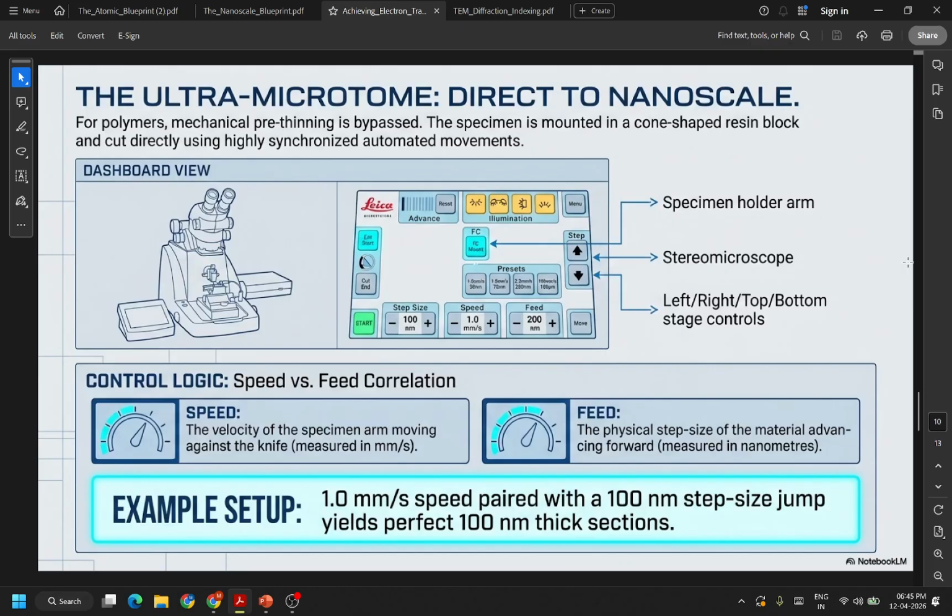So you control the velocity of the specimen arm moving against the knife, which is measured in millimeters per second, and the step is the physical step size of the material advancing forward, which is measured in nanometers. So an example setup of 1 millimeter per second speed paired with a 100 nanometer step size yields perfect 100 nanometer thick sections.